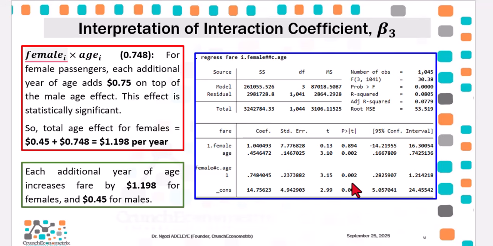So the total age effect for female, if you sum it up, is going to be the male age effect and that of the female, giving us 1.198 or approximately 1.2. So how are you going to conclude this? You can simply say that each additional year of age increases fare by 1.2 for female and 0.45 for males. As simple as that. So all the coefficients have been beautifully interpreted. If you have a contrary interpretation, I would love to hear your views. Please put them in the comment section.